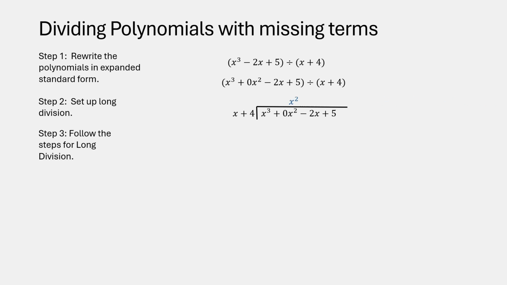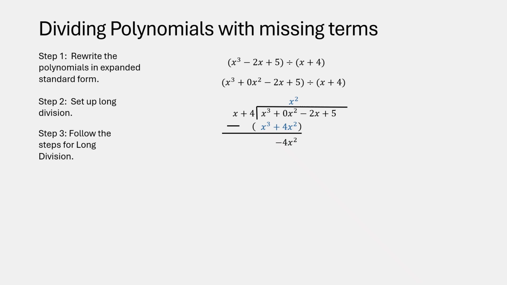Correct. Now, x squared times x plus 4. So what do you get? Correct. X cubed plus 4x squared. So, third thing we do? Yes, we subtract. So now we're subtracting. X cubed minus x cubed is 0. And then you have 0 minus 4. It means you're in debt. So you get a minus 4x squared.